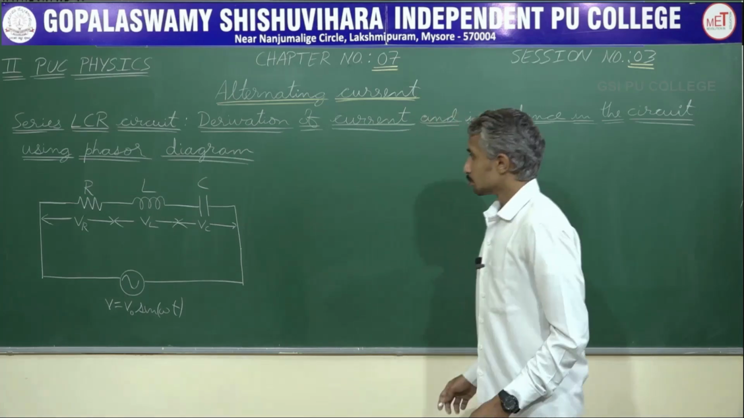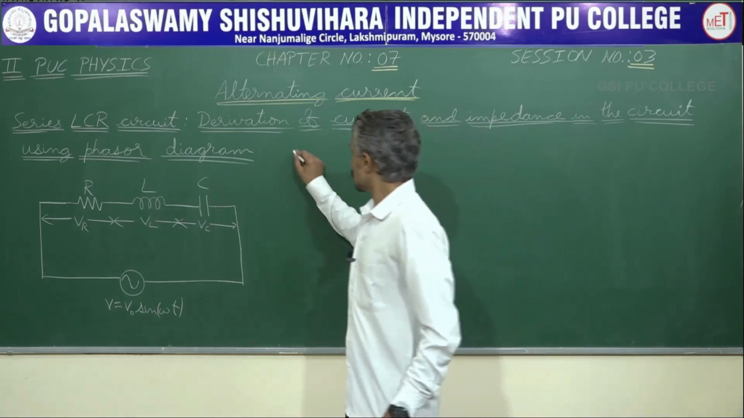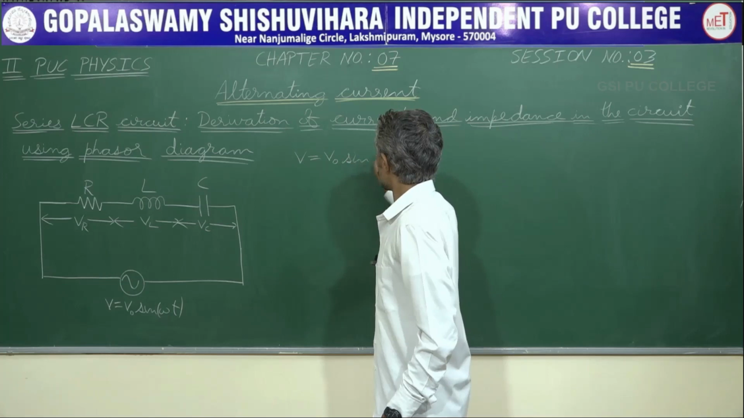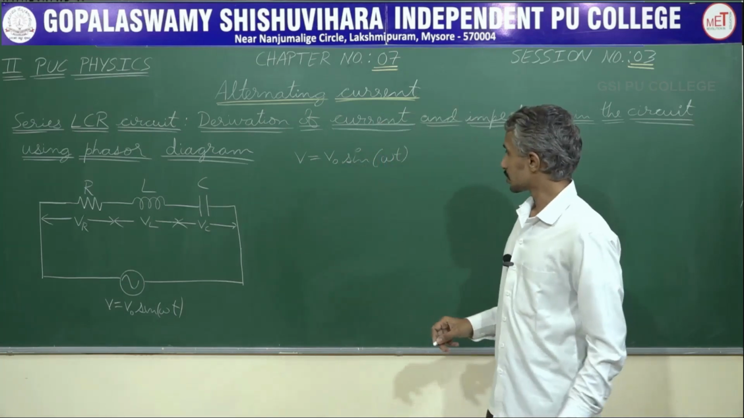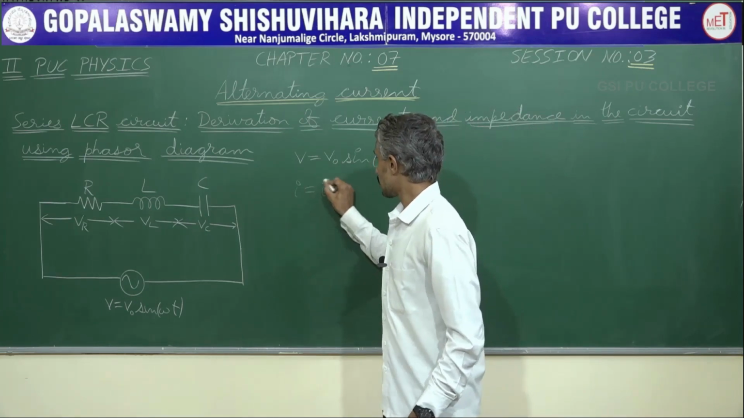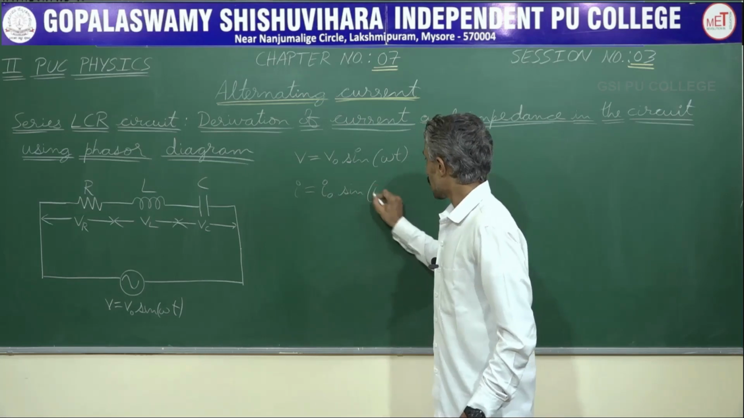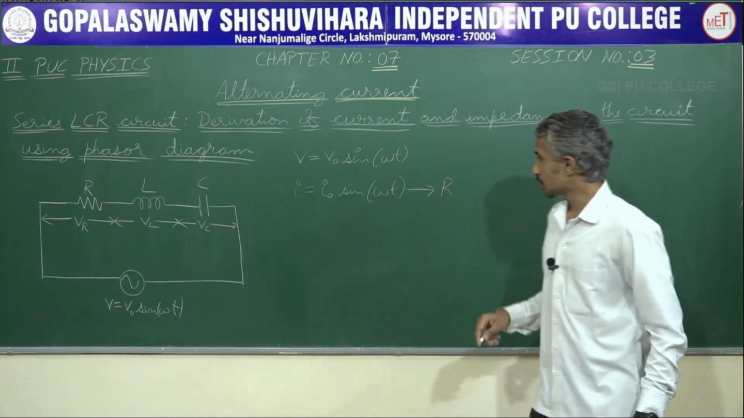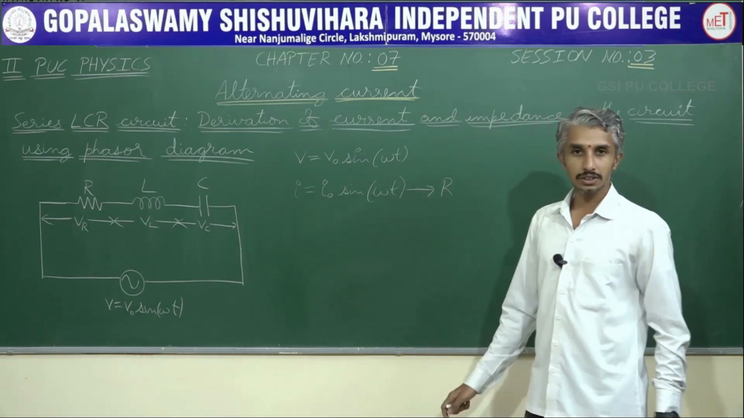So let us begin. Before we start the actual derivation, let us recall the voltage by the source is given by V0 into sin omega t. Then if you recall, for a pure resistive circuit, the current was given by I is equal to I0 into sin omega t. So in this case, voltage and current were in phase.